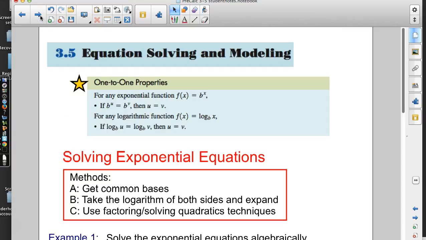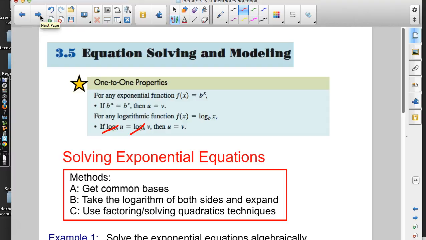So 3.5 is equation solving and modeling. And for any exponential function, remember that if we can get the same base, then in order to have the property of equality, the powers would have to be the same. And then we've got b to the u equals b to the v. The only way that's going to happen is if u equals v. And that's one of the first ways that we go to solve when we have bases with unknown powers. And then for any logarithmic function, if logarithm base b of u equals the logarithm base b of v, since they both have the same logarithm with the same base, u is going to have to equal v. That's the way that that's going to work.